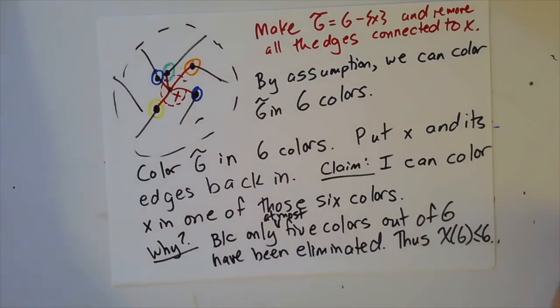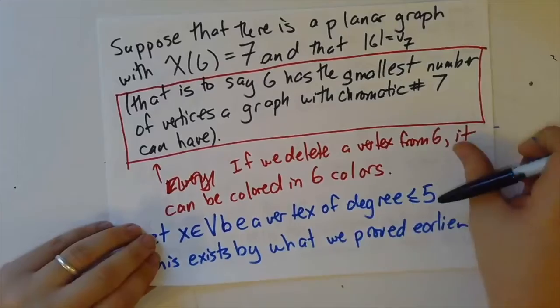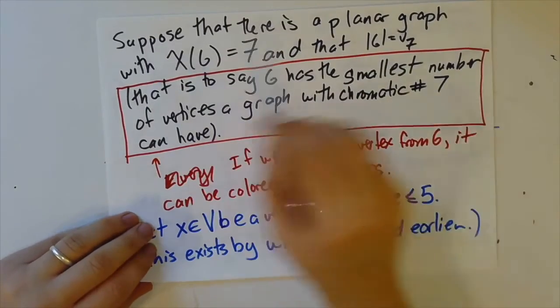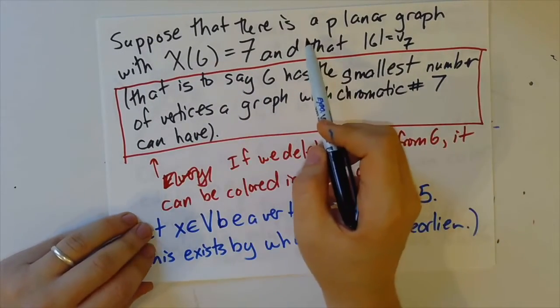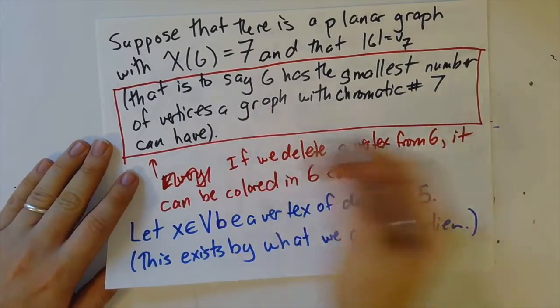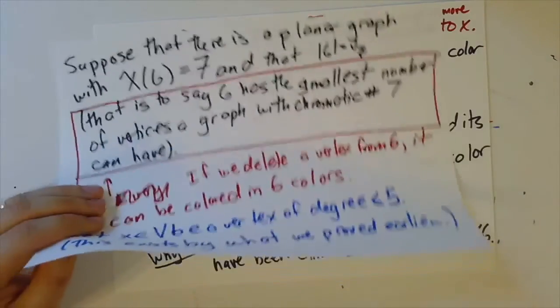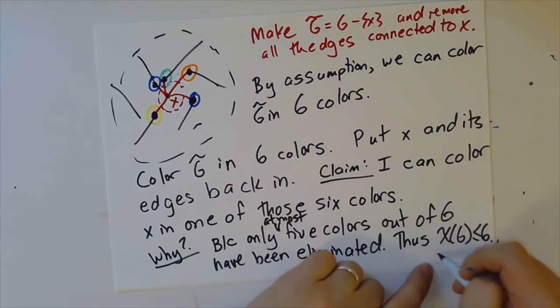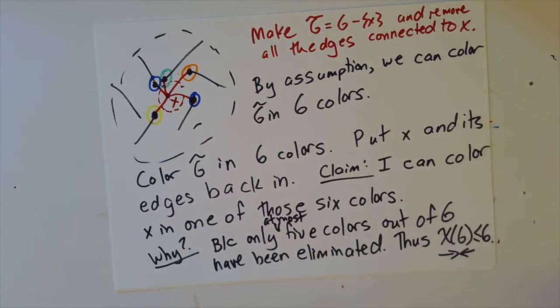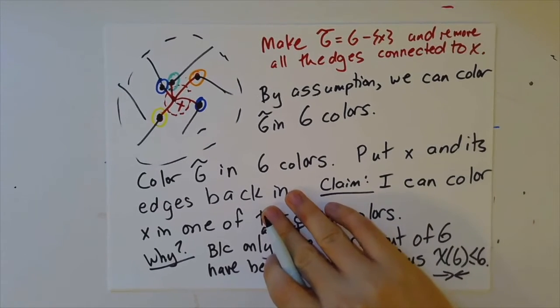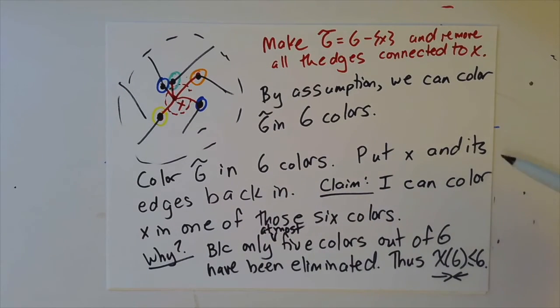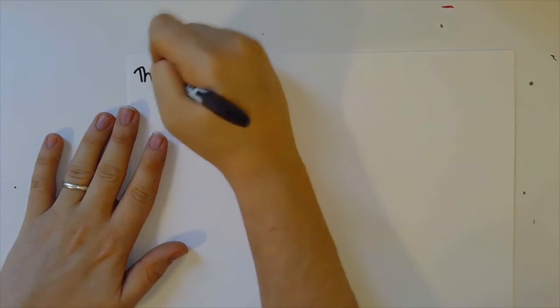But that's a contradiction, because how did I start with this whole thing? I started by supposing that there was a graph that was planar with chromatic number 7, and then I chose the smallest one from there, and so on. Okay. So this is a contradiction, and the thing I contradicted was there being a graph that was planar with chromatic number 7. Okay, and thus we've proven what is known as the 6-color theorem. So here is the 6-color theorem.